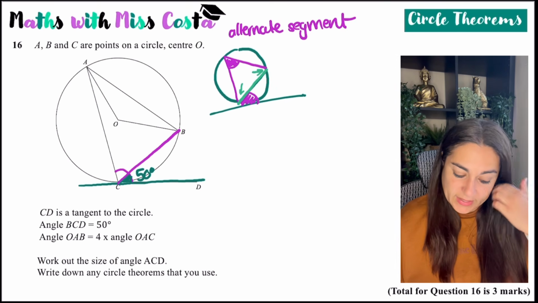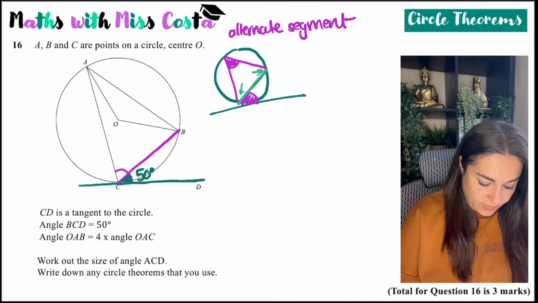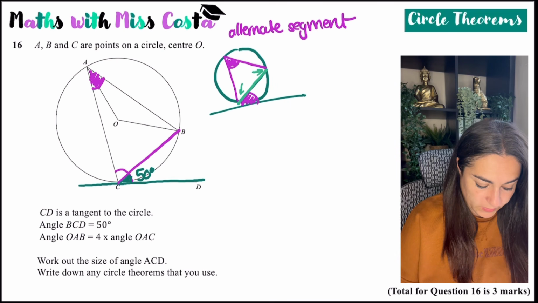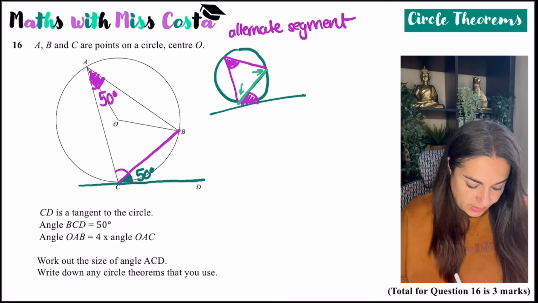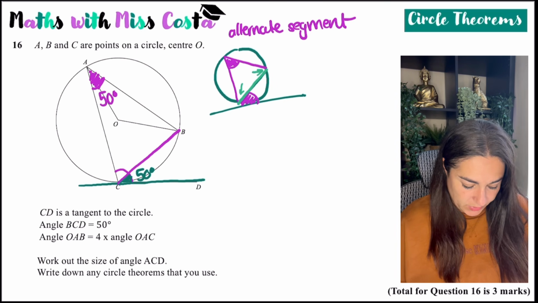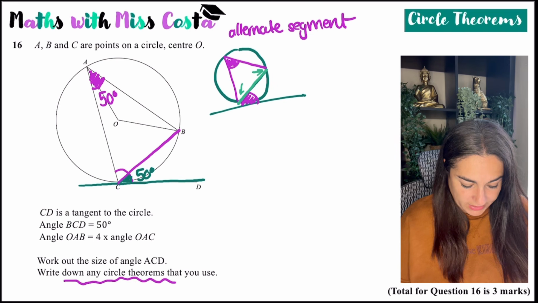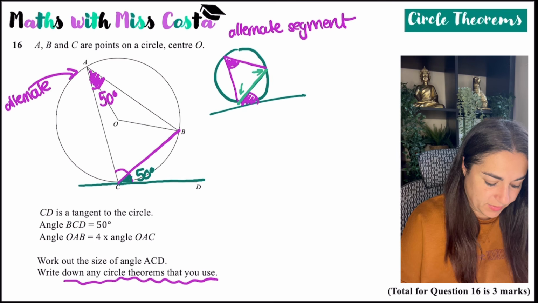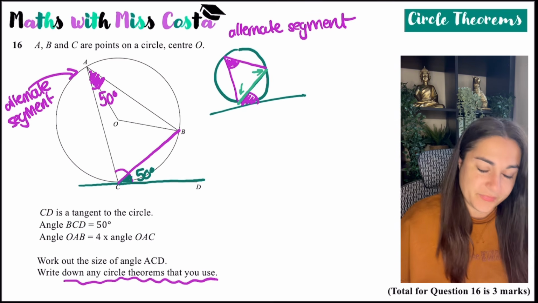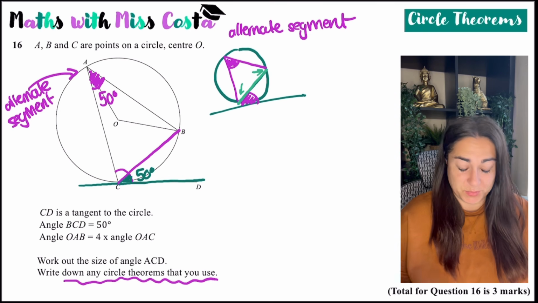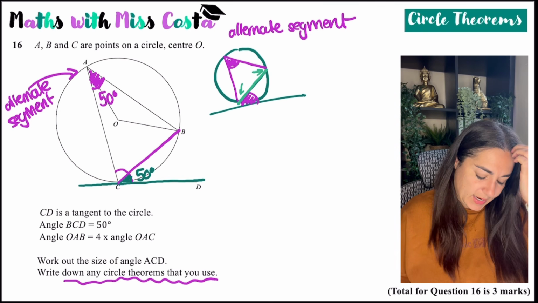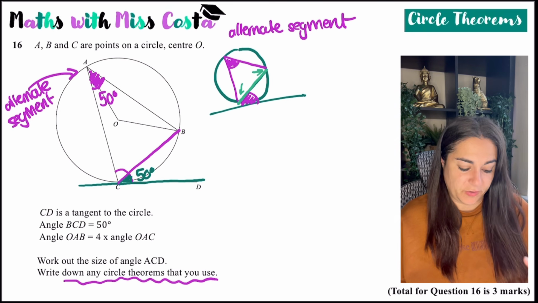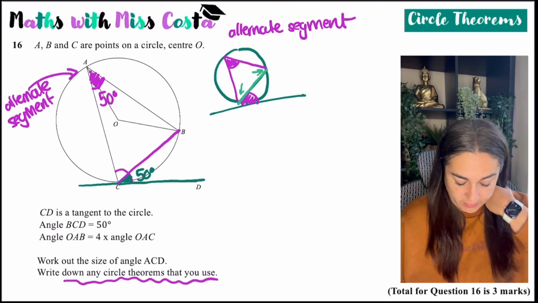So using the alternate segment theorem, I know that angle ACB, this big angle here, must also be 50 degrees. So that's the first thing that you use. And it says write down any circle theorems that you use. So you could just even annotate it as alternate segment theorem, but to show your full working out, you would say angle ACB is 50 degrees because of the alternate segment theorem.